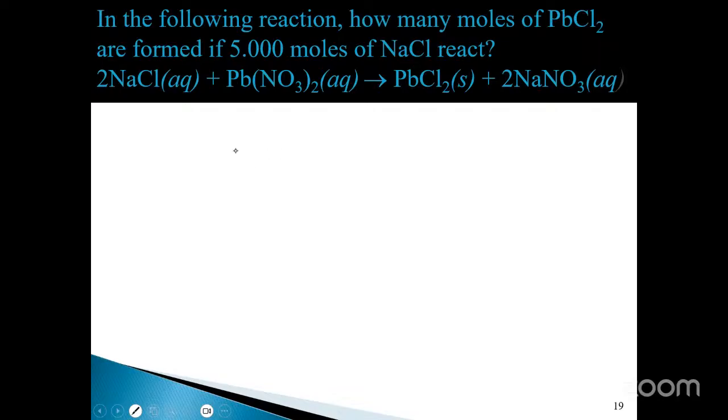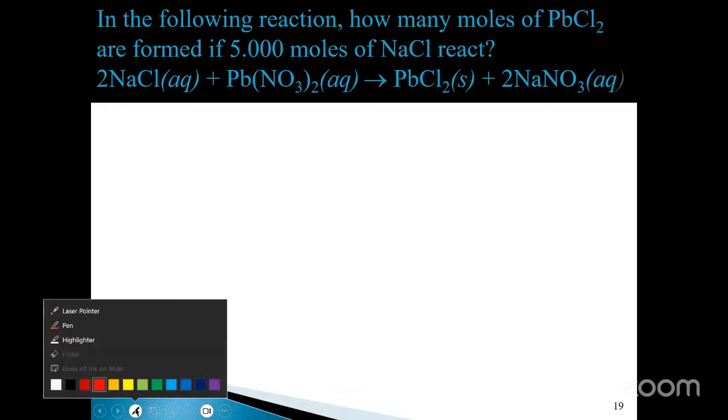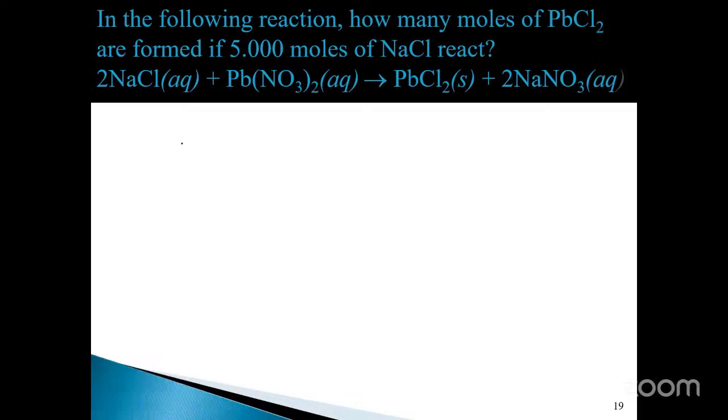So what I would do in order to answer this question is start off with the moles of sodium chloride given. So the moles of sodium chloride given is 5.000 moles of NaCl. And then, since I want to find out the moles of lead II chloride, that's what the question is asking for here, I would look at the mole ratio between the sodium chloride and the lead II chloride. And as you can see, it's a 2-to-1 ratio, 2 moles of sodium chloride for every 1 mole of lead II chloride.